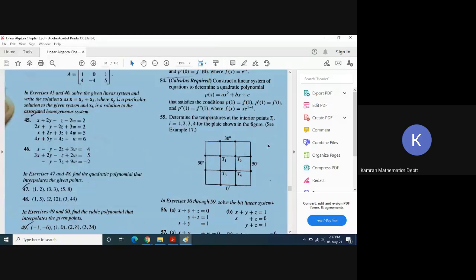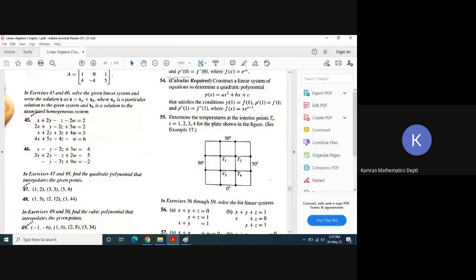Similarly, the rest of them you can do. T3 will be equal to 50 plus 0 plus T1 plus T4 by 4, and T4 will be equal to 50 plus 0 plus T2 plus T3 by 4. You can do this, and then you have to solve these 4 equations.